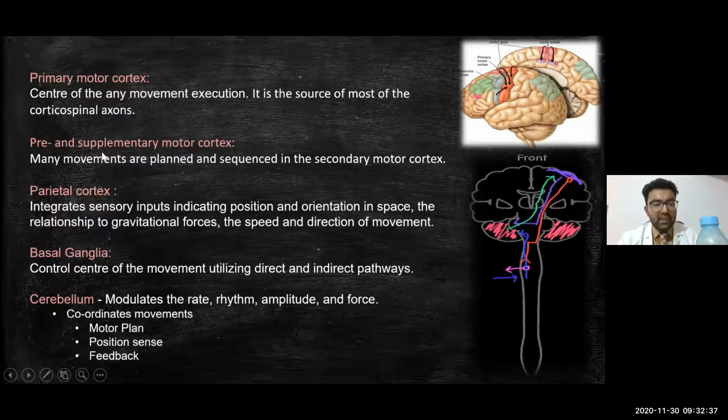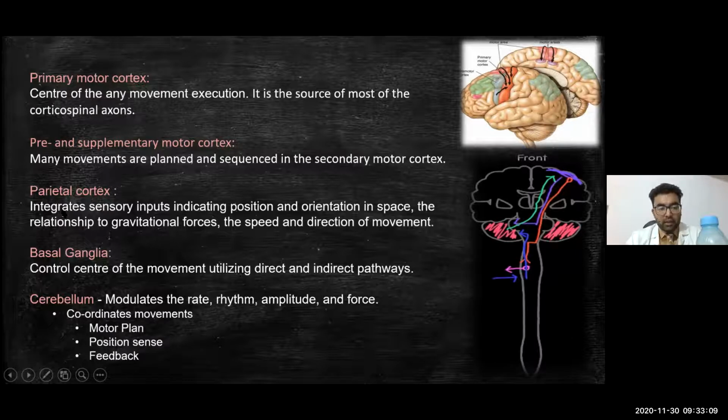Then comes the pre and supplementary motor cortex. The area highlighted in blue is the premotor cortex, and this area on the medial side of the brain, which is highlighted in pink, is the supplementary motor area. So basically, most movements are planned in the primary motor cortex, but some movements are planned and sequenced in the secondary motor cortex as well.